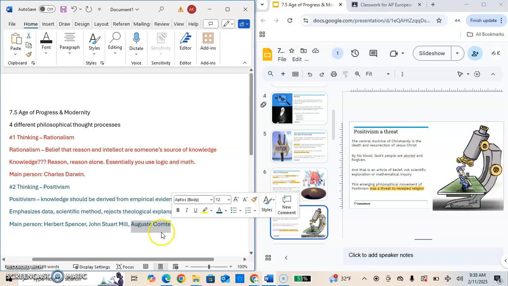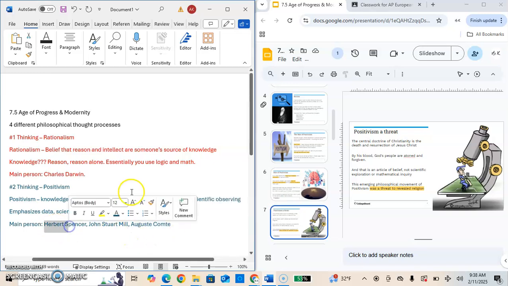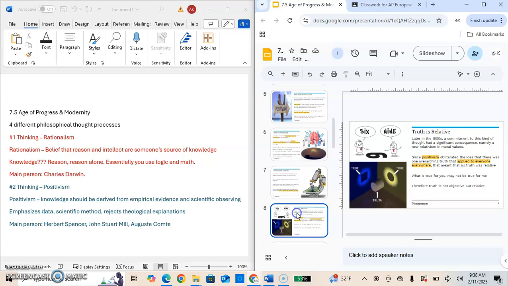So he's kind of the big guy, but also Spencer, he's applying positivism to evolutionary theory, right? And then John Stuart Mill is using the scientific method to understand his work on utilitarianism. He's trying to use science to back up his theory.